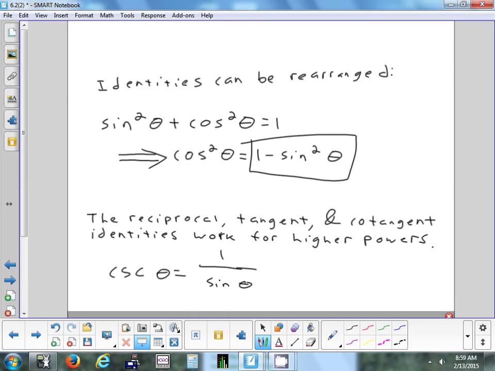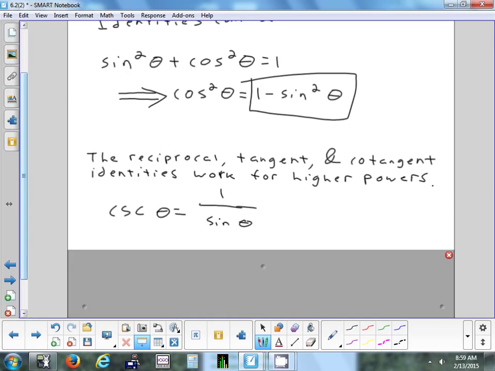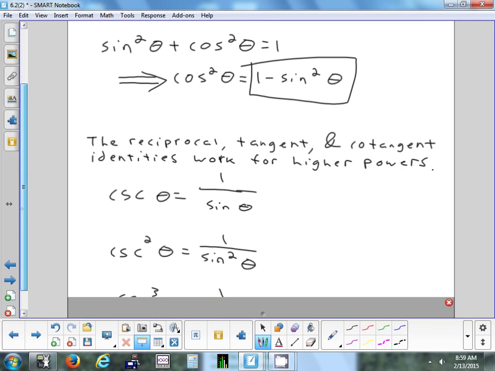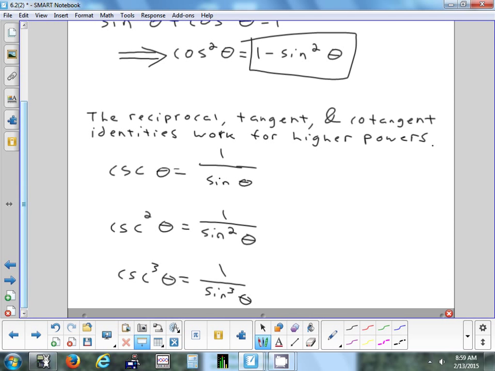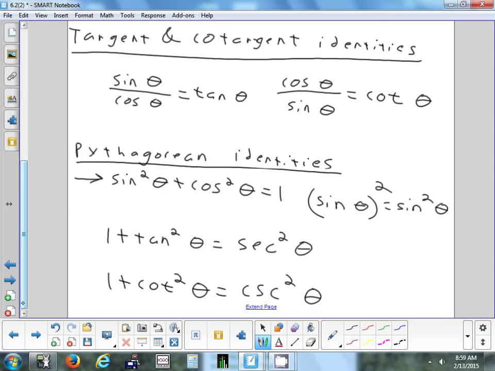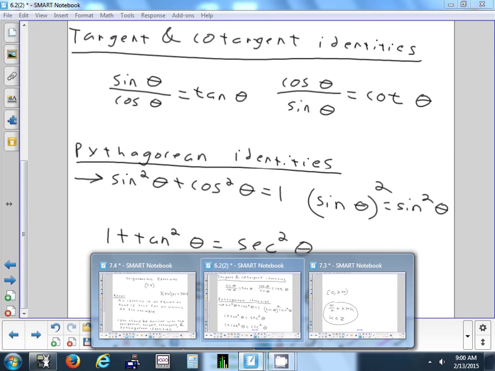We can also use the identities for higher powers. If you flip the sine, you get the cosecant. If you flip sine squared, you get the cosecant squared. If you flip sine cubed, you get cosecant cubed. In general, we're not going to have to go very high. But all the identities I've listed right here work for higher powers. The Pythagorean identities do not. You've got sine squared plus cosine squared equals 1. You can't say sine cubed plus cosine cubed equals 1. You can't just cube everything and say that it's going to work. So those Pythagorean identities, what you see is all we've got.